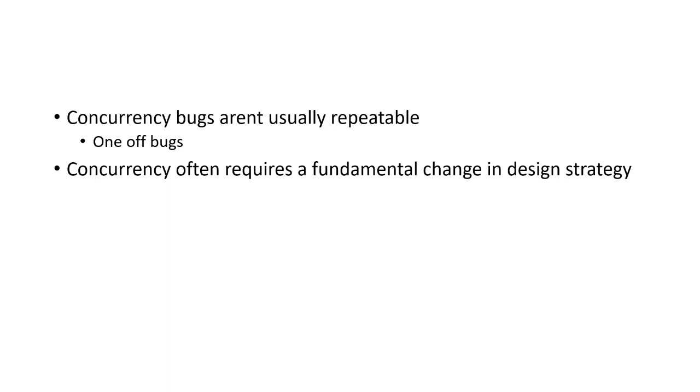But they're saying that these are actually bugs. They're not just one-off, like fluke errors. There's something to be studied and looked at if you come across them. And then lastly, concurrency often requires a fundamental change in design strategy.